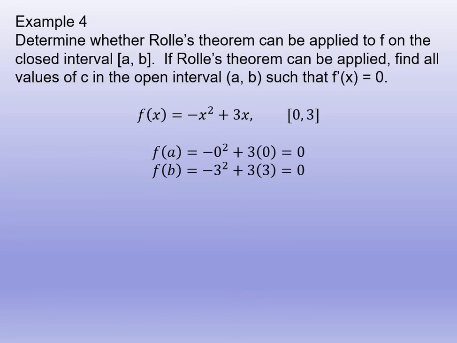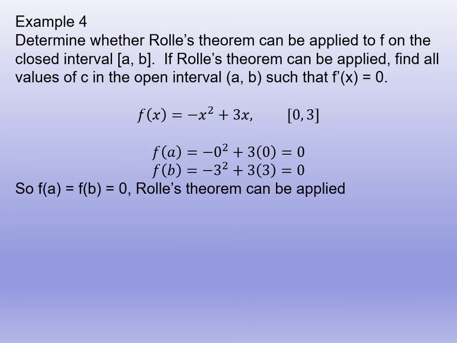So we've met the conditions for Rolle's theorem. Remember, f of a had to equal f of b, so we do meet those restrictions. Those conditions allow us to apply Rolle's theorem. So we find f prime of x by taking the derivative of the original function, negative x squared plus 3x. The derivative is negative 2x plus 3. We set the derivative equal to 0, so 0 equals negative 2x plus 3. When we solve for x, we end up getting 3 halves.